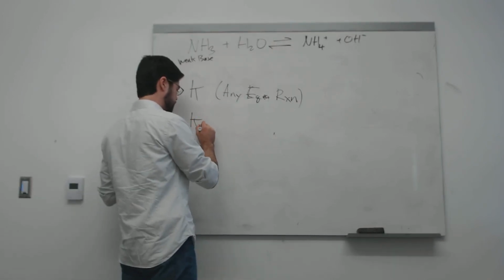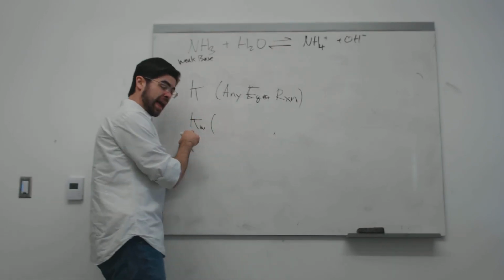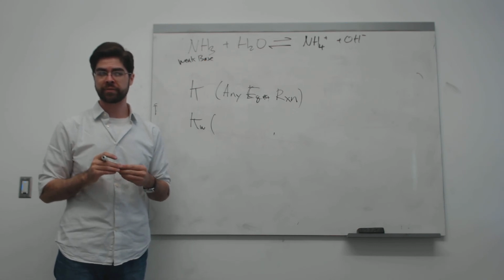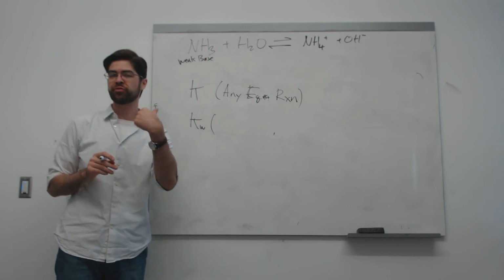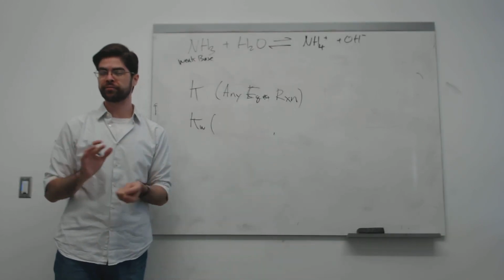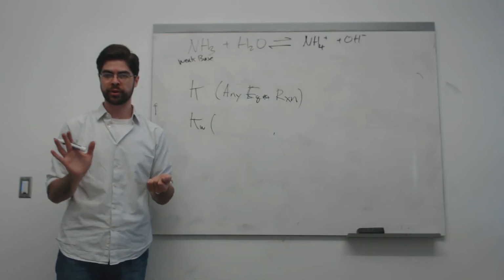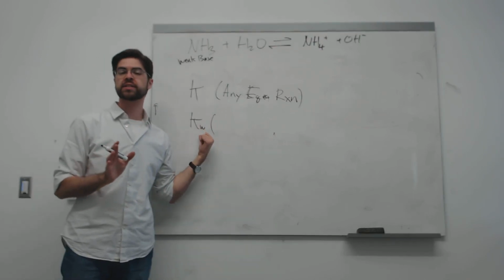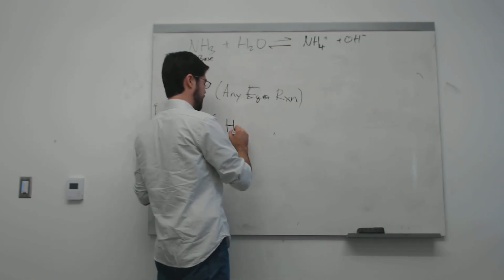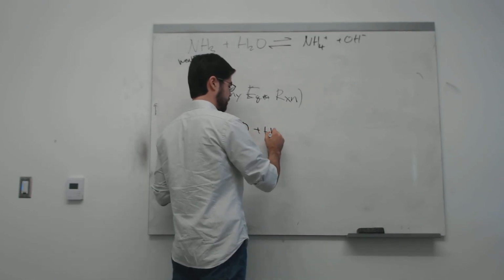Kw is an equilibrium constant. It describes a reaction with a law of mass action. It is for a very specific reaction. K is just general, very, very general. Any equilibrium reaction has a K. This Kw refers to a specific reaction, which is the autoionization of water.